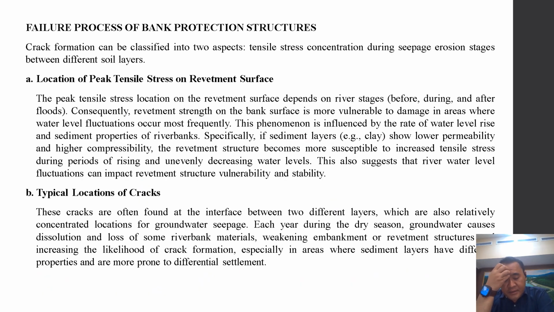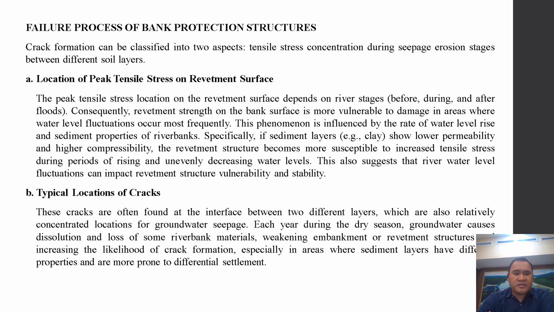Okay, so from the graphic that I showed before, we can see the failure of the riverbank structure when a big flood comes. The structure collapses. However, there is a process for the structure to collapse. So crack formation can be classified into two aspects: tensile stress concentration during seepage erosion stages between different soil layers. First one is the location of peak tensile stress on the revetment surface.